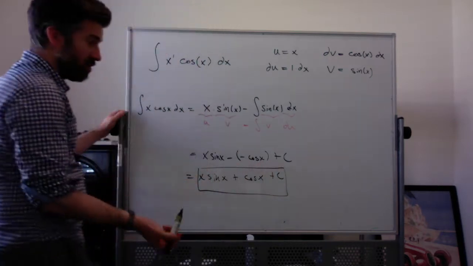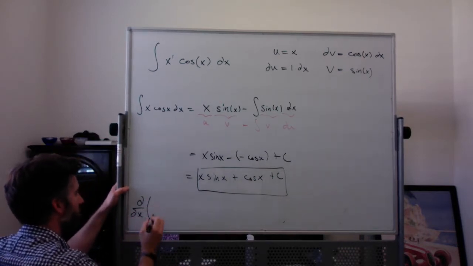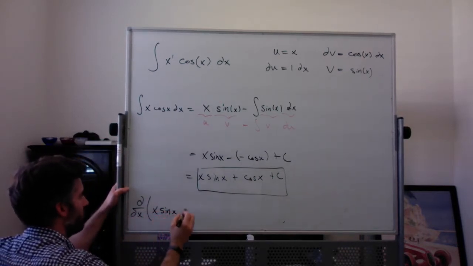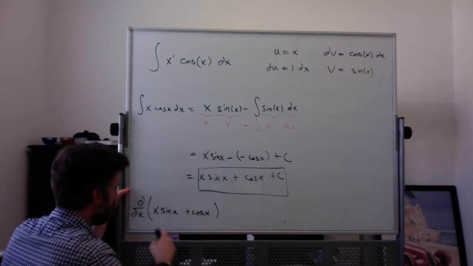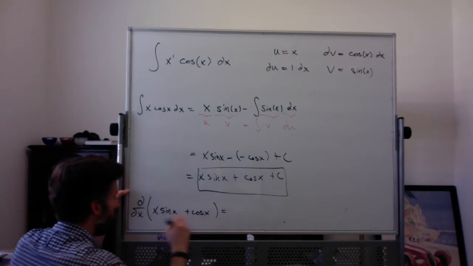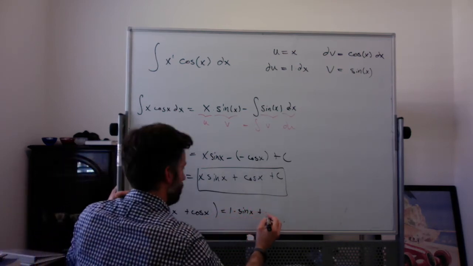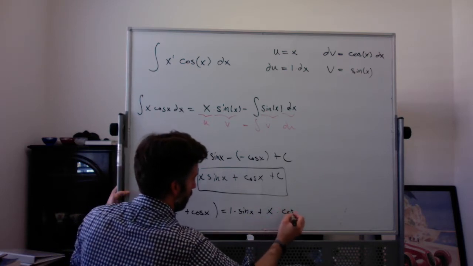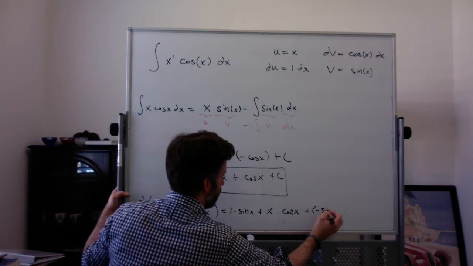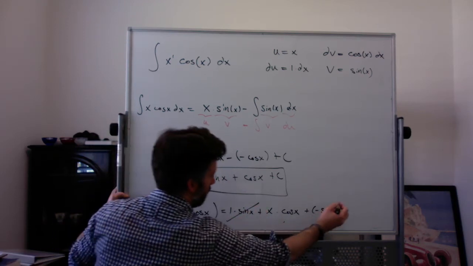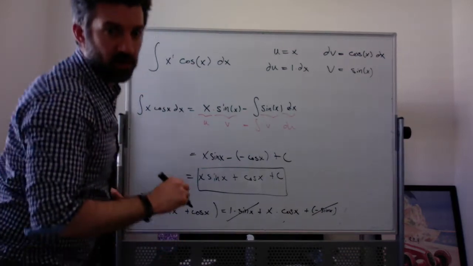If you really wanted to, you could check that this is right by taking the derivative. The derivative of x sine of x plus cosine of x. I'm not going to write the plus c because we know the derivative of the constant is 0. Here I'm using the product rule. I'm getting 1 times sine of x plus x times the derivative of sine, which is cosine of x. And then plus the derivative of cosine, which is negative sine. And look, the sine here and the negative sine cancel out and you get x cosine x, which is exactly what we were anti-differentiating.